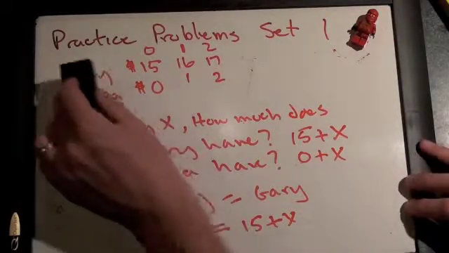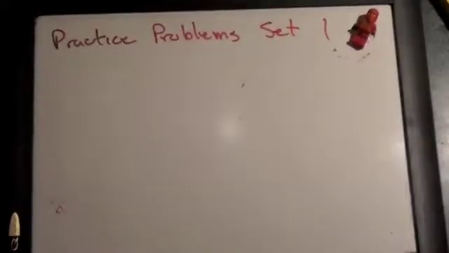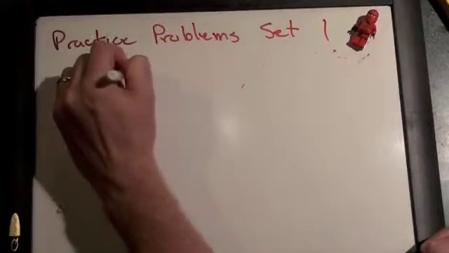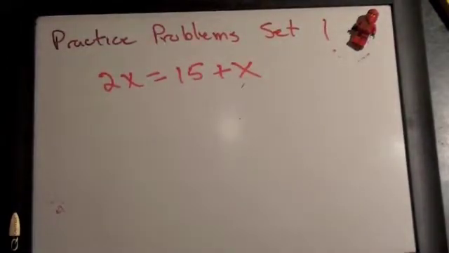Okay, I'm going to erase this stuff and pretend we're going on to the next page so we have a little bit more room. So 2X equals 15 plus X. Do you have an idea of what you need to do to solve this equation? You can get rid of the X's. If you get rid of an X from one side of the equation, what happens? How do you get rid of one X? You can move it to the other side.